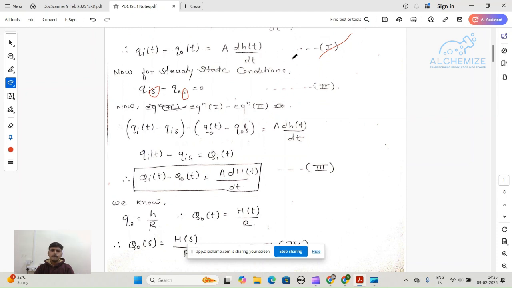Now we will subtract equation 2 from equation 1. So Qi of t minus Qi at steady state, and so on. We have to know this equation. So instead of this, I am writing capital Qi of t here, and capital Q naught of t. And one thing is there: we know the differentiation of a constant is 0.